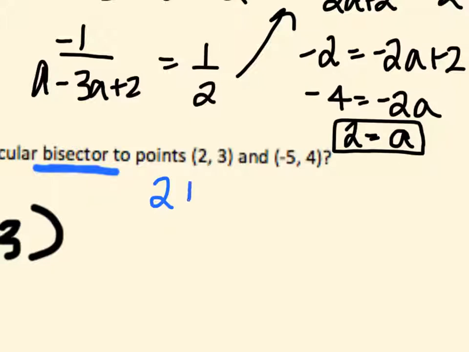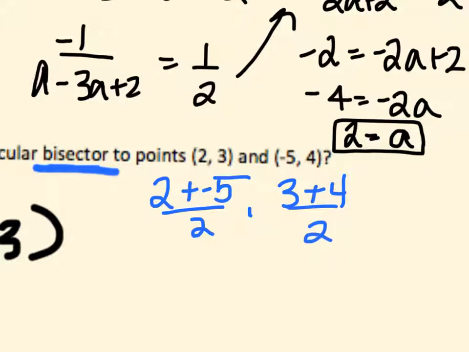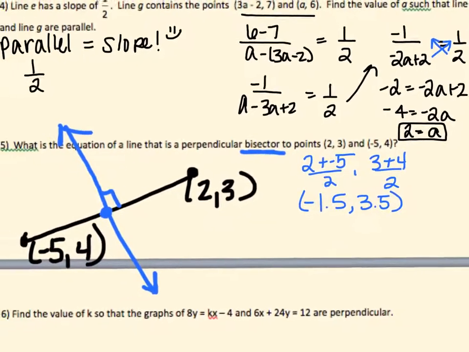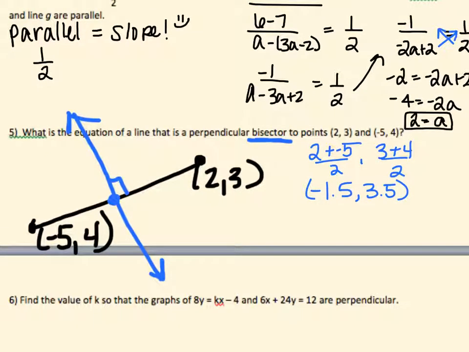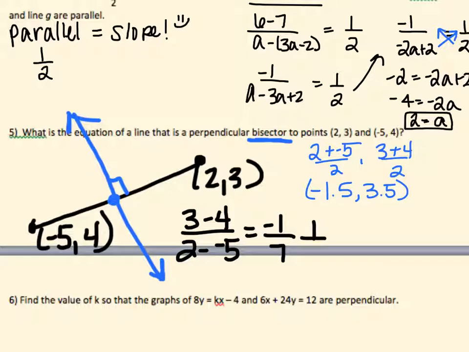So that's (2 plus -5)/2 and (3 plus 4)/2. So this is going to be -1.5 and this is going to be 3.5. The other thing that we have to tell from this is what is the slope of the blue line. We need to first find the slope of the black line and then do the perpendicular slope. So the slope of the black line is going to be, let's see, 3 minus 4 over 2 minus -5. So then the perpendicular would then be a positive 7.